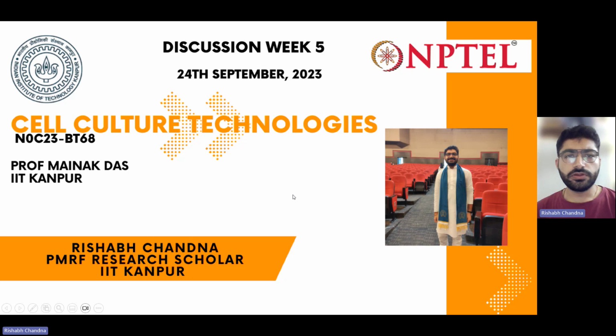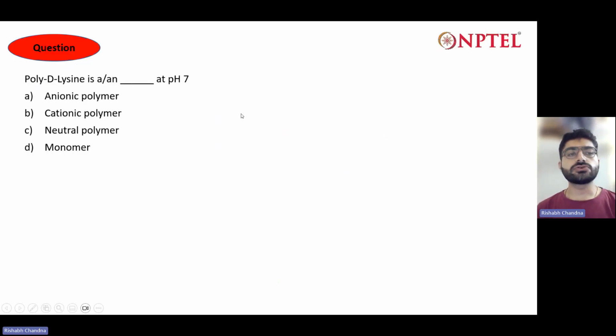Going on to the first question. We'll be doing a discussion on week 5 and what we have studied in week 5 of this particular course. The first question is: poly D lysine is a what type of charge is present on poly D lysine at pH 7?